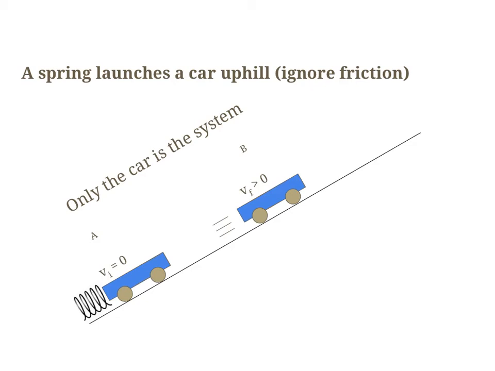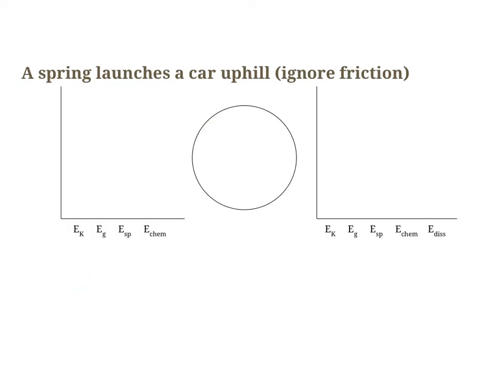We're going to ignore friction, and we're going to say that our car is our system. So we have an initial velocity equal to zero, and a final velocity greater than zero. And we are not going to take the spring into consideration here. Back here, I note that there's no energy here with the car, and all of the energy is with the car moving at position B. So when I draw my energy bar chart, I have no energy to begin with, and at position B I have the car moving.